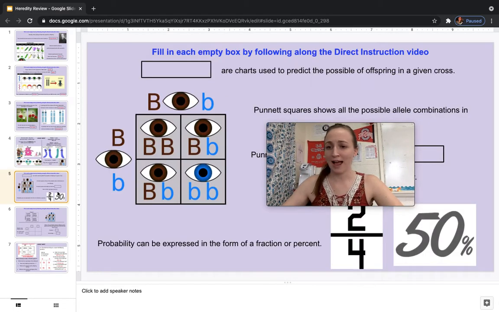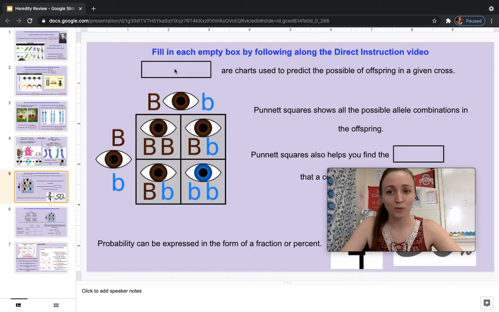Okay, now here's the thing that some of us like, some of us don't like. It is what it is. Punnett squares. Why are Punnett squares even important? Why do we use them?